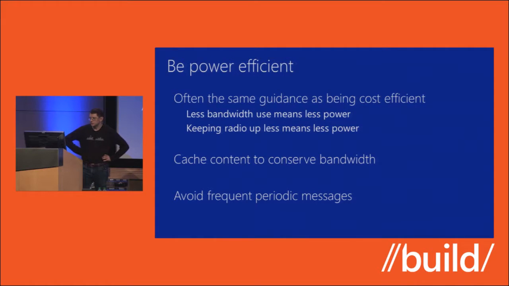The first one is to be power efficient. Now we talked about being cost efficient. Being power efficient has a lot of the same properties because it turns out that bandwidth consumes power. The more bandwidth you use, the more battery that gets drained, or the more electricity on AC that gets used. Keeping the radio up less means less power. So the same guidance as before also just happens to be the same for power.